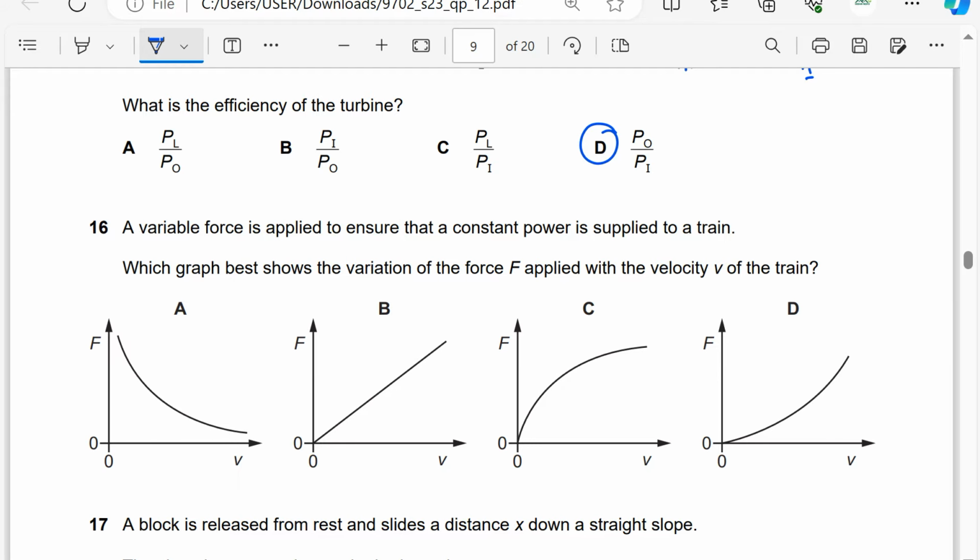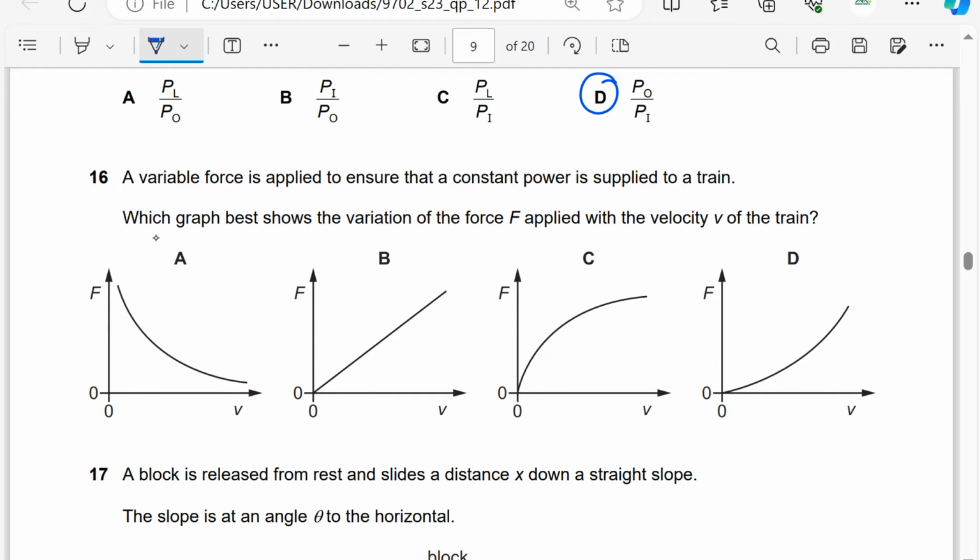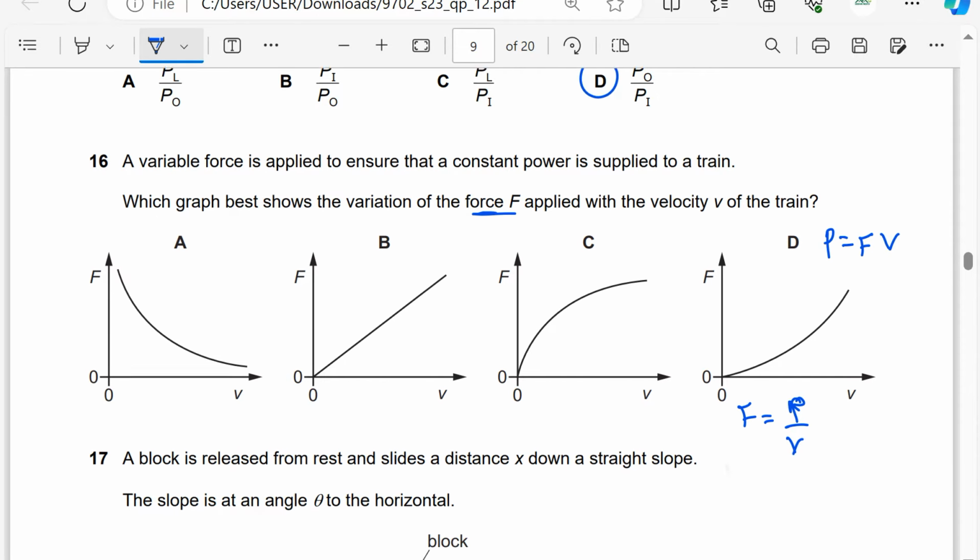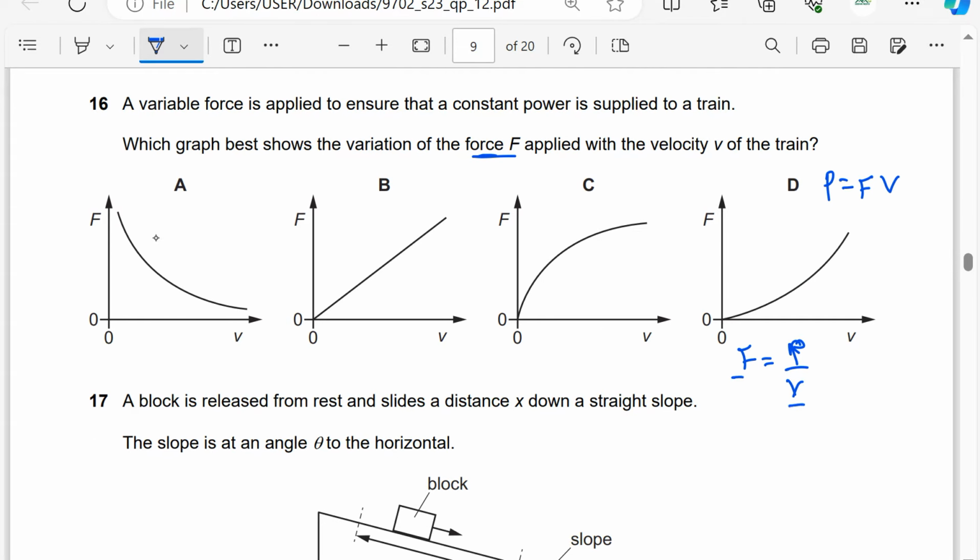A variable force is applied to ensure that a constant power is supplied to a train. Which graph best shows the variation of the force F with velocity v of the train? We know that power is equal to force times v. So if I make F the subject, F is going to be equal to power divided by v. Now this is a graph of F against v. They've given us a graph of F against v.